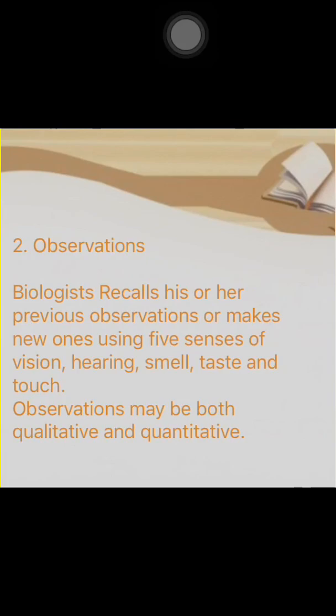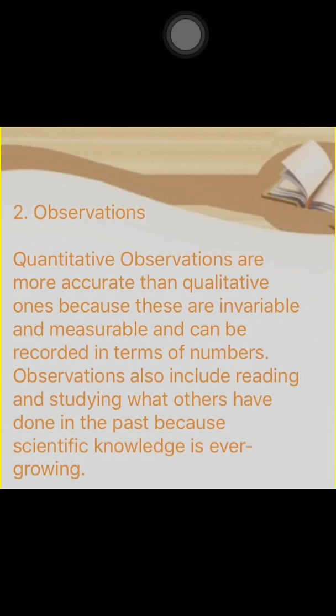When we are talking about observations, they can be qualitative or quantitative. But quantitative observations are more accurate. Consider them as invariable and measurable, and they can be recorded in terms of numbers, whereas qualitative observations are based on qualities of any living organism or any nature that is present. That's why quantitative are considered more accurate.